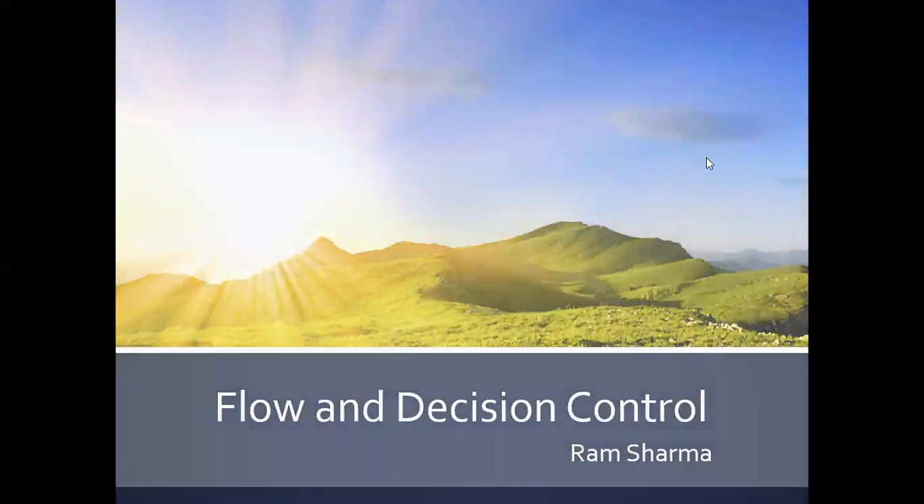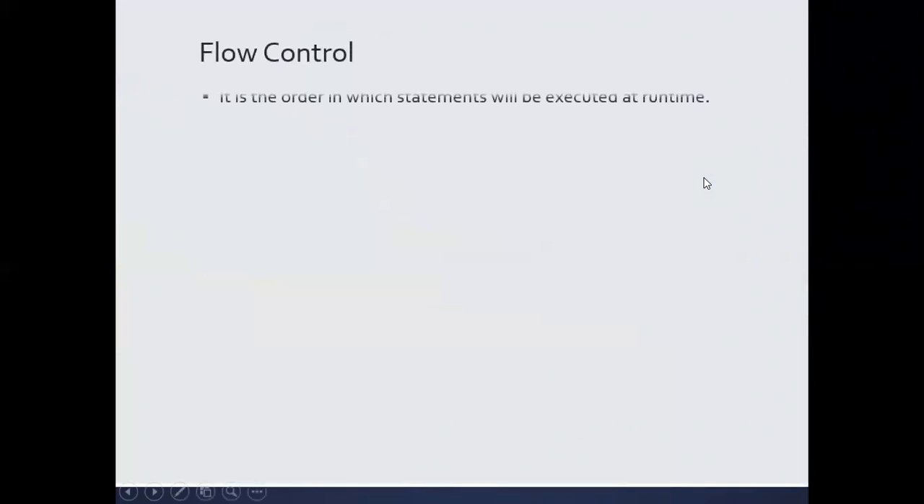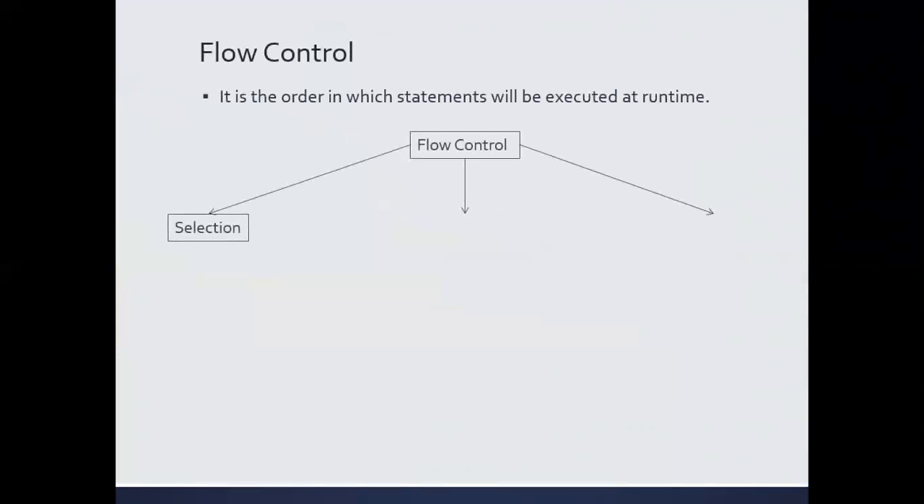Hold on. Flow control is here. It is the order in which statements will be executed at runtime. While execution, how the flow is going to be, that is flow control. It is of three types. First one is selection, next is iterative, third one is transfer. In selection, we have if else. We just saw if else, right? We just wrote a method to check if it is divisible by 3 or not. And there's something called a switch.